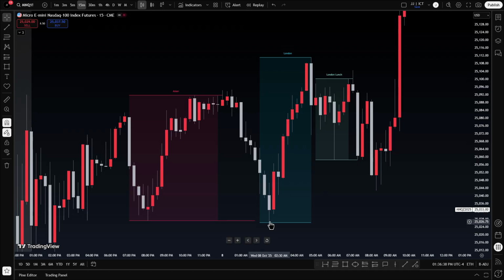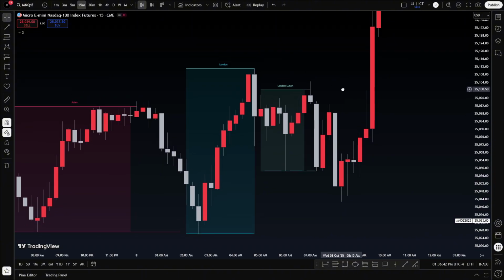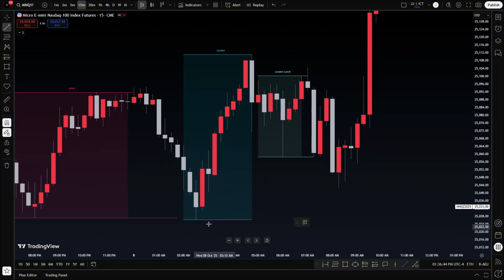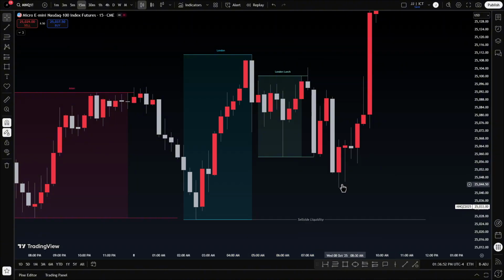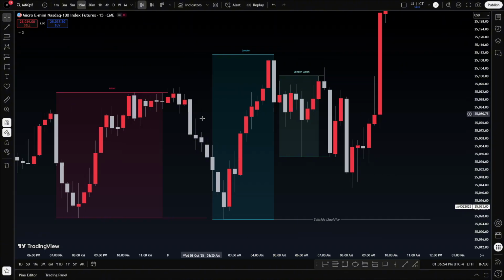Now we have London low and London high. Then we have London lunch also, so keep this in mind. This low down here, if we want to see price jump higher, just based off what's going on back here in Asia, let's mark this as sell-side liquidity, because we can clearly see that price is manipulating heavily. It manipulated Asia high, or purged Asia high, to then come back down and violate Asia's low to purge it and to jump back higher during London.